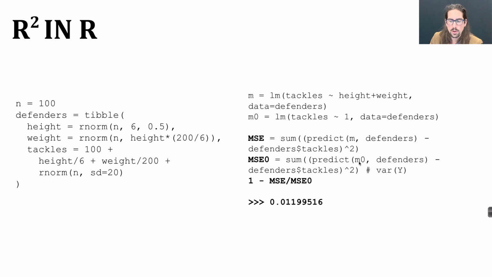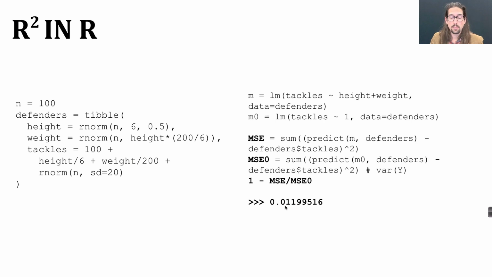And now I'm calculating the mean squared error of each of them by taking the predictions of M, and then this one is the predictions of M0. And then I'm subtracting off the true value of tackles. I'm squaring that difference and summing. And now here I'm calculating 1 minus MSE over MSE0, just implementing this formula, very simple. And the number I get is about 0.01.